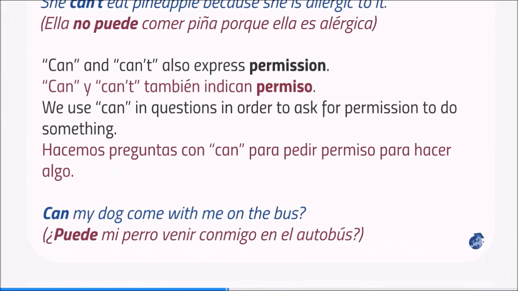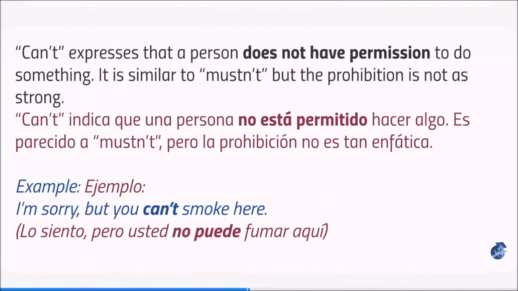Can and can't also express permission. We use can in questions in order to ask for permission to do something. Example: can my dog come with me on the bus? Can't expresses that a person does not have permission to do something. It is similar to mustn't, but the prohibition is not as strong. Example: I'm sorry, but you can't smoke here.